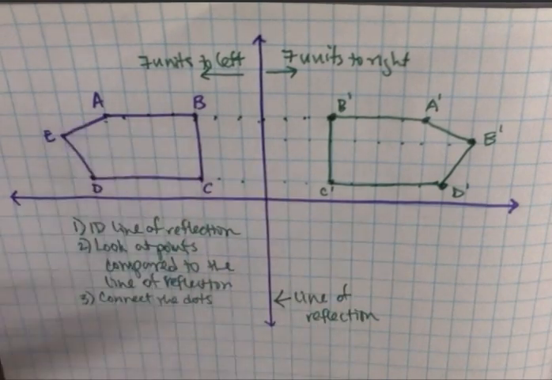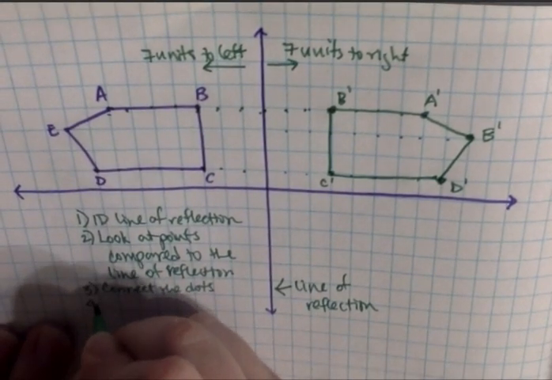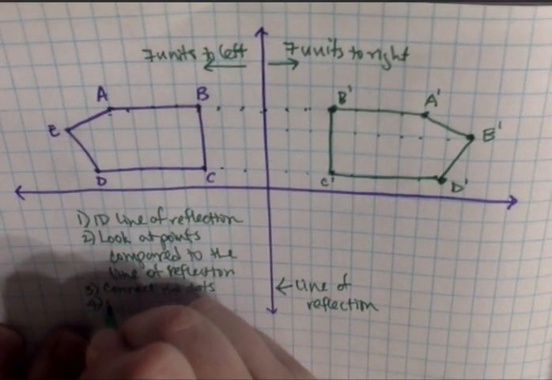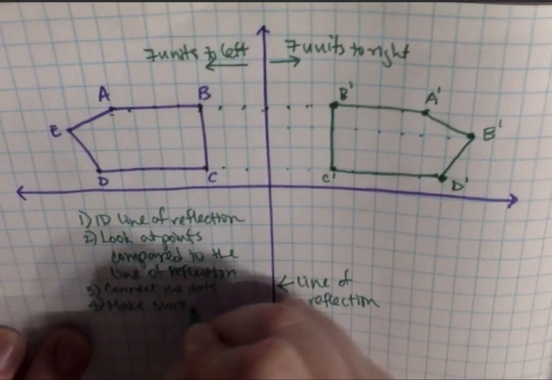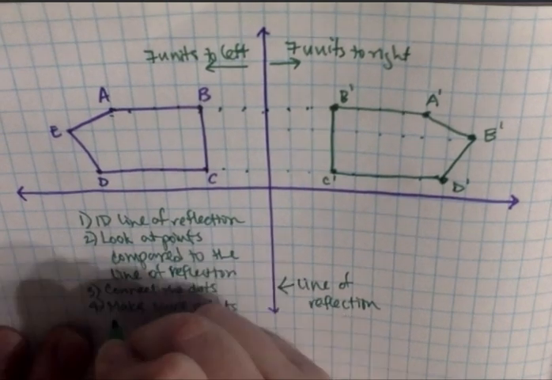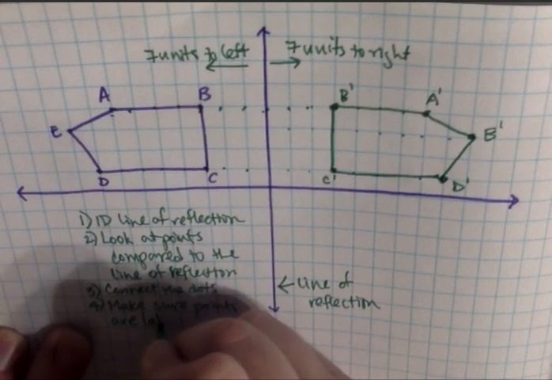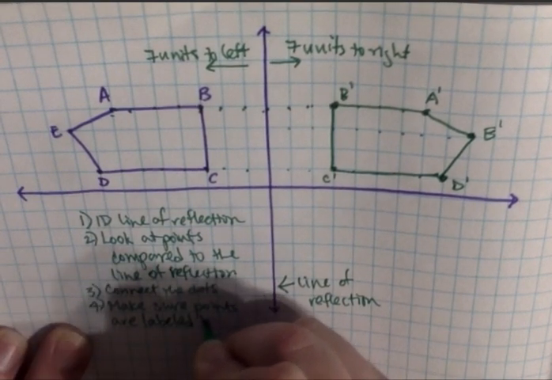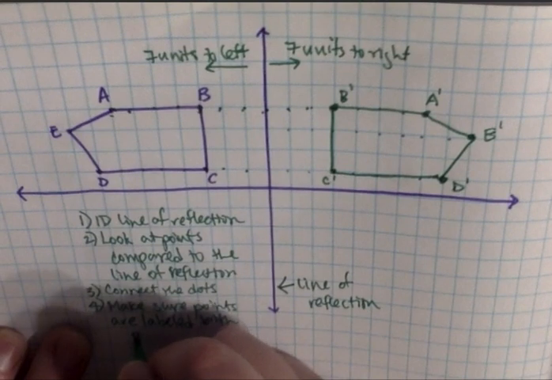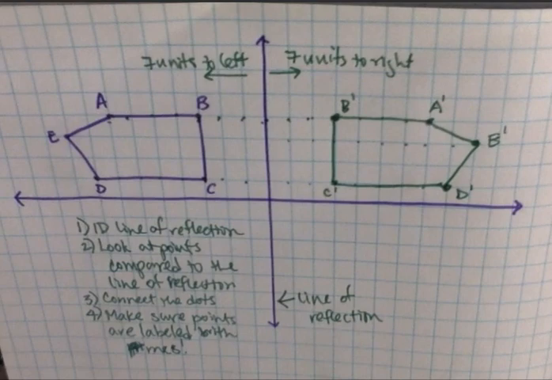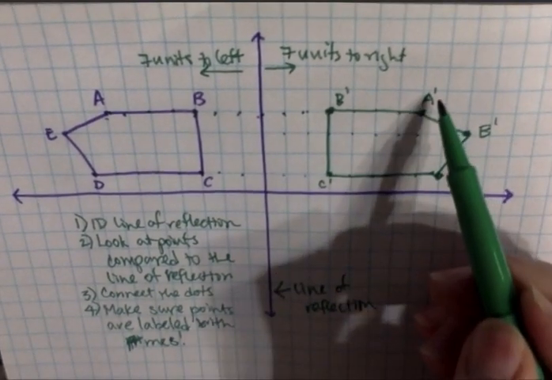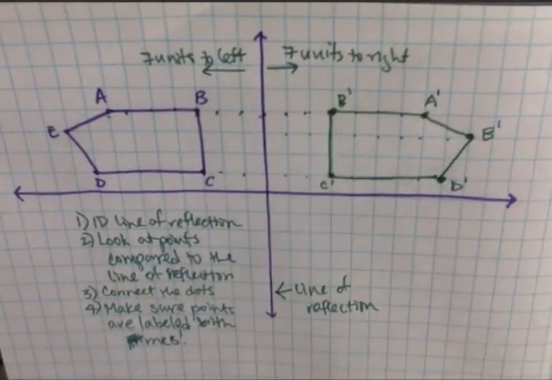After I've connected all the dots, I also need to make sure my points are labeled. And I'm going to make sure they are labeled with primes. Okay, that should say P-R-I-M-E-S. So primes, make sure they're labeled with the primes, so the little apostrophes on those points.